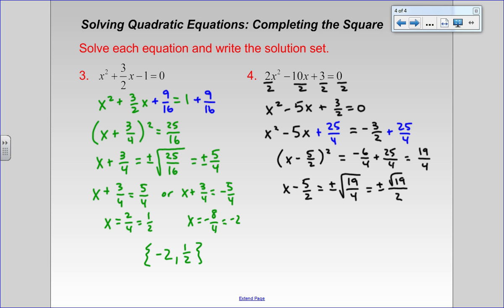Lastly, to isolate x, we add 5 over 2 on both sides to obtain x equals 5 over 2 plus or minus the square root of 19 over 2. And we can either write the solutions in that form as two separate fractions, or since the denominators are the same, we can add the fractions and write 5 plus or minus the square root of 19 all over 2.